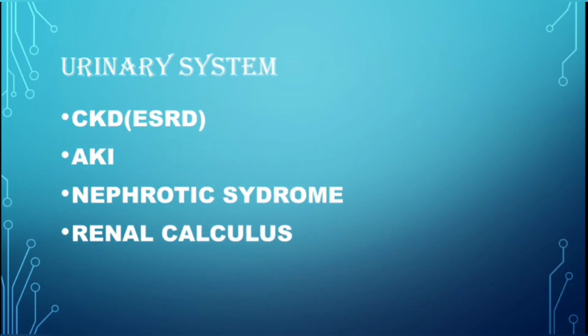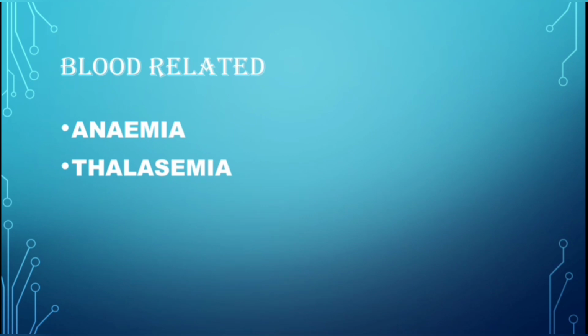Coming to the urinary system, chronic kidney disease and end stage renal disease. That will also have kidney transplant, the importance of kidney transplant. Now, acute kidney injury, nephrotic syndrome, renal calculus. These are important topics from the urinary system. Now, blood related topics are important, like anemia, iron deficiency anemia or pernicious anemia, the types of anemia. Then coming to thalassemia, thalassemia major, thalassemia minor, all these.